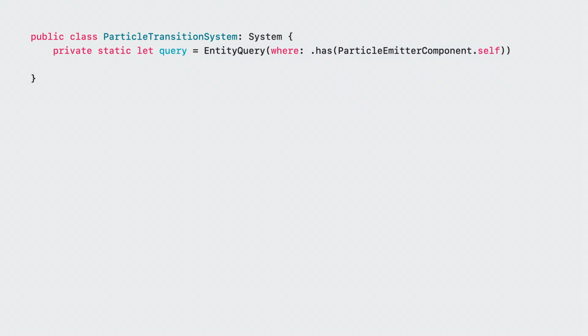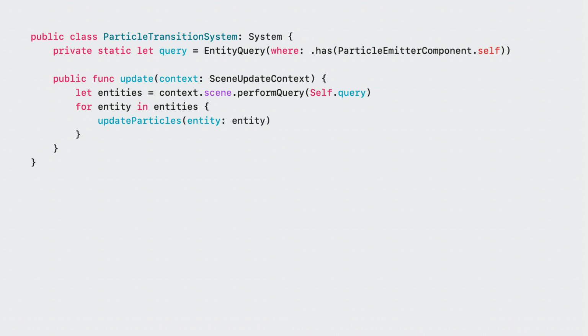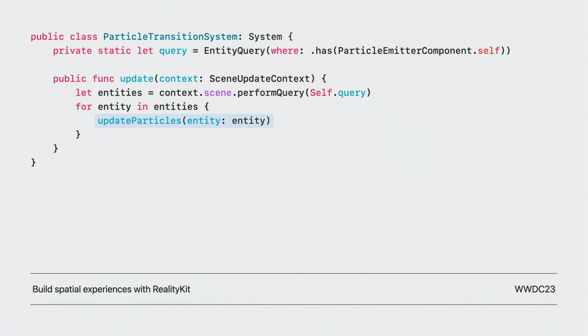To update the particles over time, I've created a custom system called Particle Transition System. Here, we'll use an entity query to find entities that have a particle emitter component. Inside of the system update, we'll perform our query and iterate over the resulting entities. On each entity, we'll call the function updateParticles, which we will implement next. To learn more about custom systems in RealityKit, check out the session Build Spatial Experiences with RealityKit.